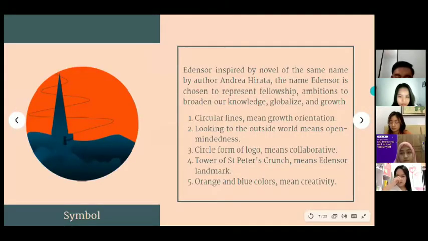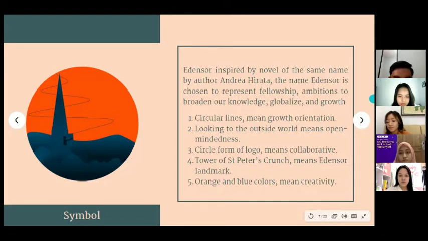Idenser, inspired by the novel of the same name by author Andrea Hirata. The name Idenser is chosen to represent fellowship, ambition to broaden our knowledge, globalize, and growth.